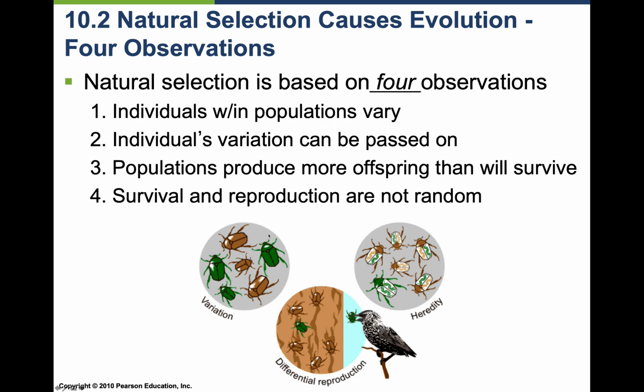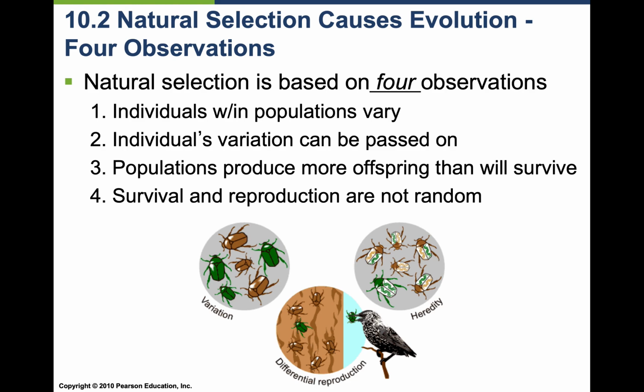So here are 4 observations for natural selection. Number 1, individuals within populations vary. We know this. We can look across BYU campus, you can look anywhere in the world, where you look at the populations, there is a lot of variation. Even within highly homogeneous populations, you're still going to see variation in terms of eye color, hair color, whatever it may be. Okay, number 2, individual variation can be passed on.